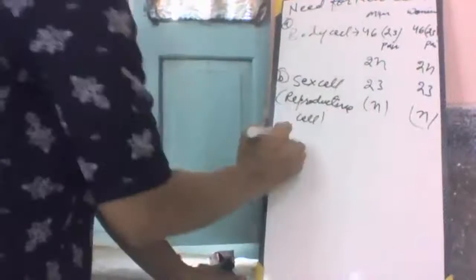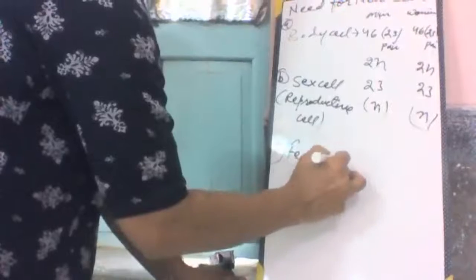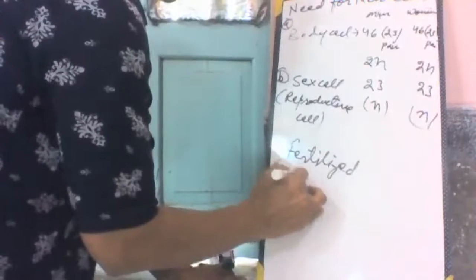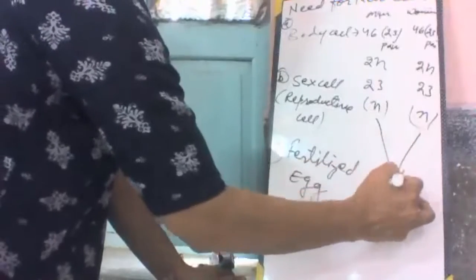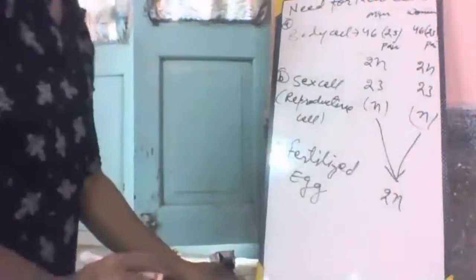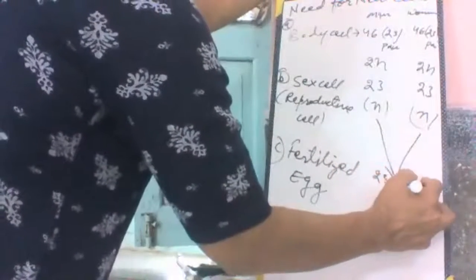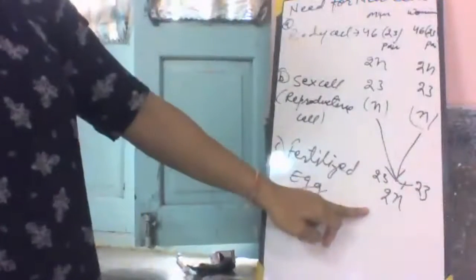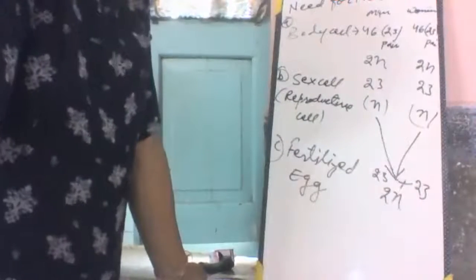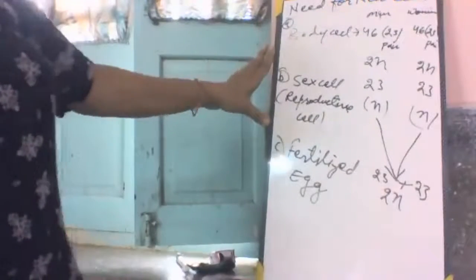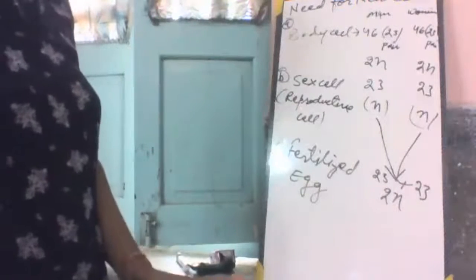Fertilized egg. This N comes from here and this one comes from here, and it becomes 2N: 23 from the father and 23 from the mother, making 2N, 46 chromosomes and 23 pairs. This is all about meiosis. Meiosis occurs only in reproductive cells.